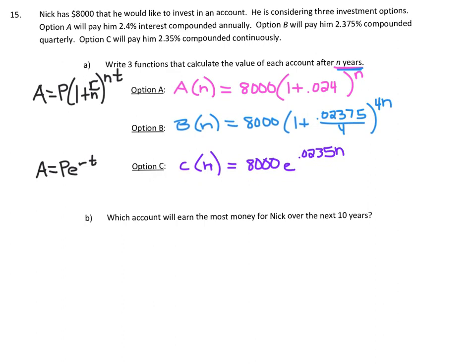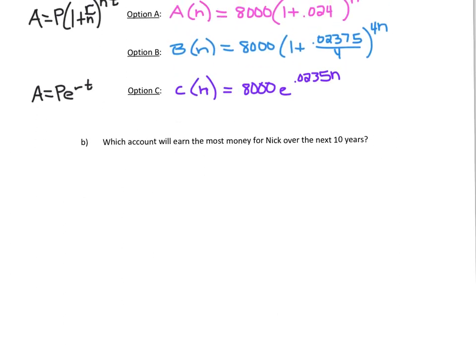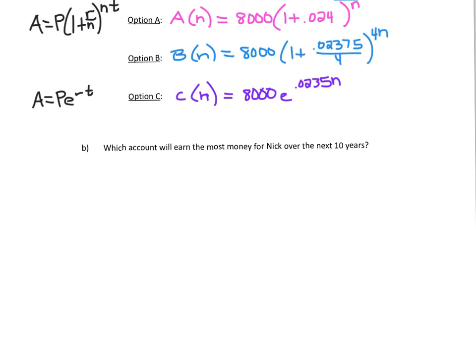Okay, so these are our 3 functions that Nick, I guess, is going to have to decide between. Okay, so the next part, part B. Which account will earn the most money for Nick over the next 10 years? All right, so basically, since n represents time, if we want to figure out which will earn the most money for him over the next 10 years, we're going to replace each of these n's, right, the time, with 10. Now, when you write this, not only do you want to replace these n's with the 10, but you also have to replace these n's with the 10. Please don't write A of n and then replace this n with the 10. If you're replacing this n with a 10, you have to do that as well. So this should say A of 10, B of 10, and C of 10.